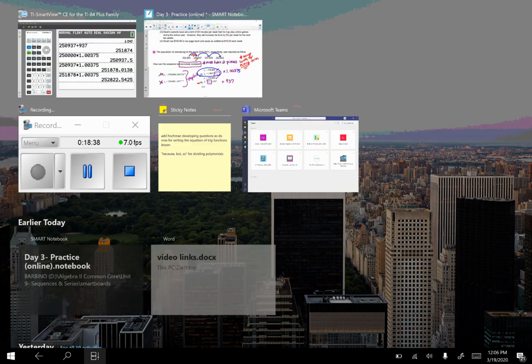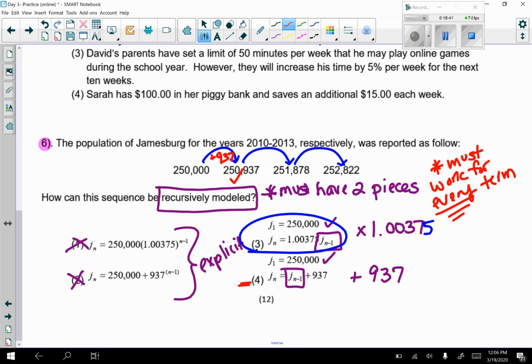So be careful when you're doing these. You have to make sure it works for every term. So number 6 was choice 3.